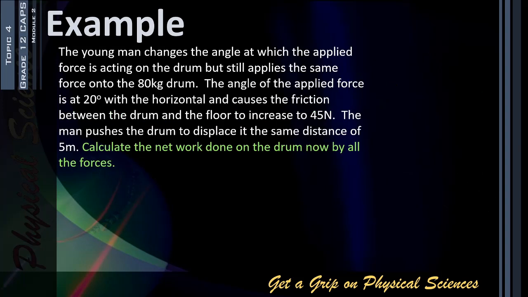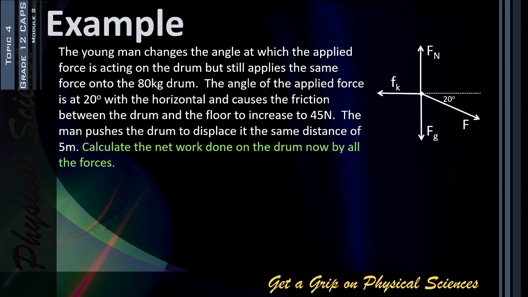The young man changes the angle at which the applied force is acting on the drum, but still applies the same force onto the 80 kilogram drum. The angle of the applied force is at 20 degrees with the horizontal and causes the friction between the drum and the floor to increase to 45 Newton. The man pushes the drum to displace it the same distance of 5 meters. Calculate the net work done on the drum now by all the forces.